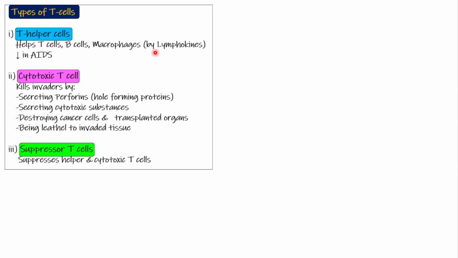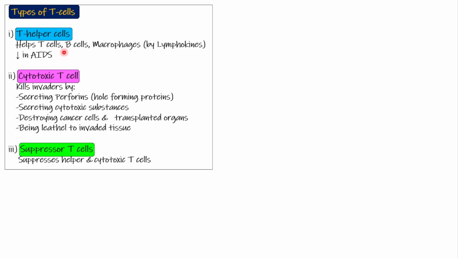And how do they help? They help by lymphokines or interleukins. Now, leukins is from leukocytes, and leukocytes are white blood cells. So interleukins is something which is released from one lymphocyte and is acting on the other lymphocyte, or something which is acting between the leukocytes. Okay, so that's why lymphokines are also known as interleukins.